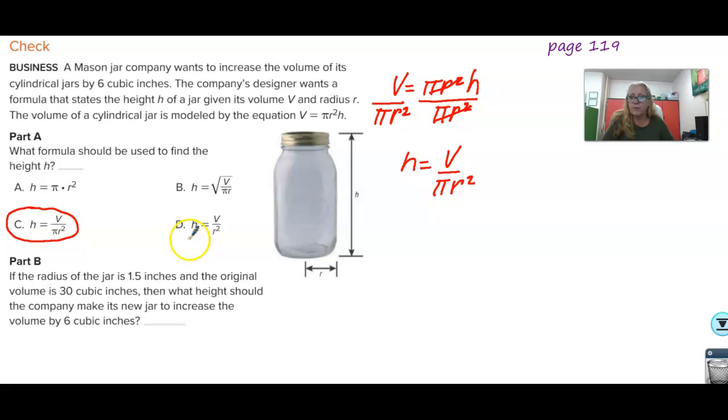And this says the radius of the jar is 1.5 inches, so radius goes here, and the original volume is 30 cubic inches. But what height should the company make its new jar to increase the volume by 6 inches? So the existing jars were 30, but they want 6 more. So we want our new volume to be 36 cubic inches, right? On the bottom we have pi, and they've told us the radius is 1.5.